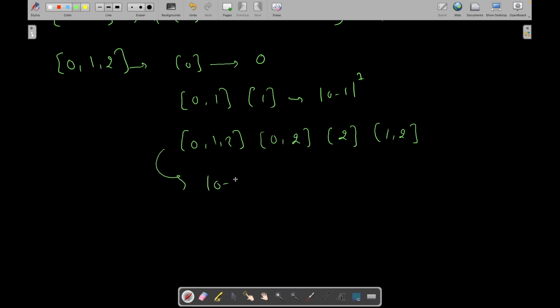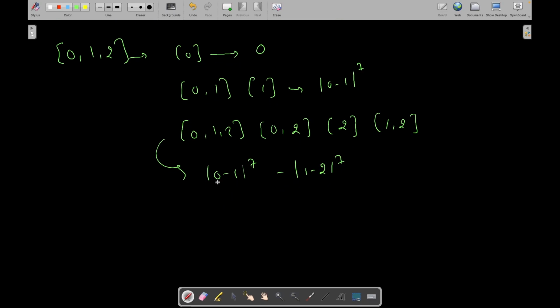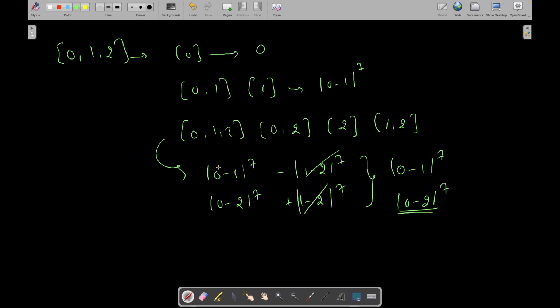This is contributing |0 minus 1|^7, then a minus of |1 minus 2|^7, and then this is contributing |0 minus 2|^7, and this is contributing nothing, and plus |1 minus 2|^7. And if you see, these two get cancelled out, and this contributes only |0 minus 1|^7 and |0 minus 2|^7, right?